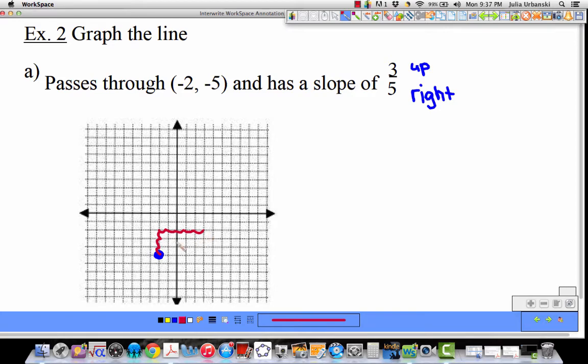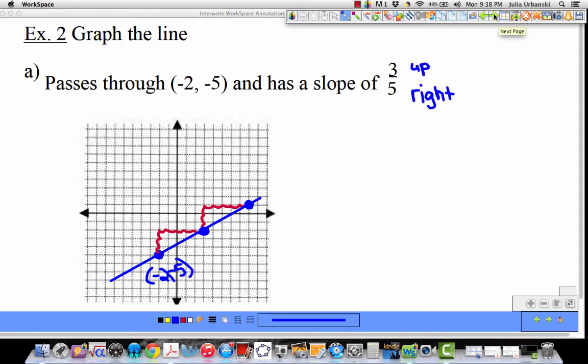I usually do it twice just to make sure my line fits perfectly. So it's up 3 again and to the right 5: 1, 2, 3, 4, 5. I can put my other point there and another point right here, and my line is the line that connects those. So this is a line that includes the point -2, -5, and it has a slope of up 3, right 5, up 3, right 5.